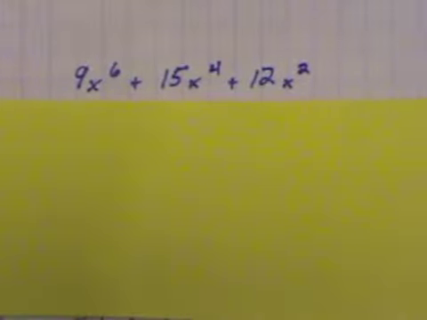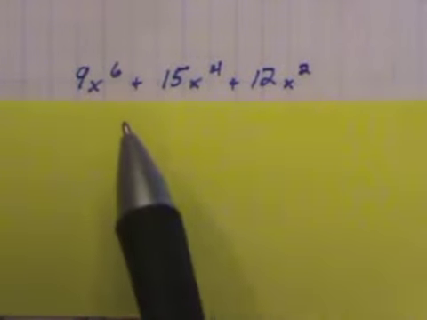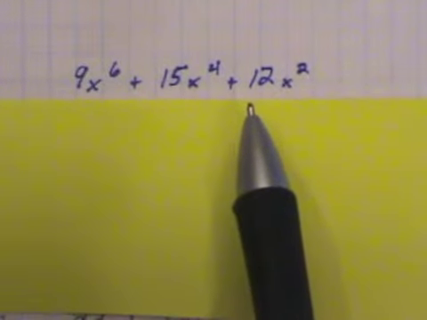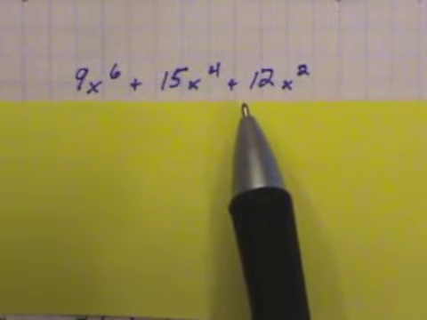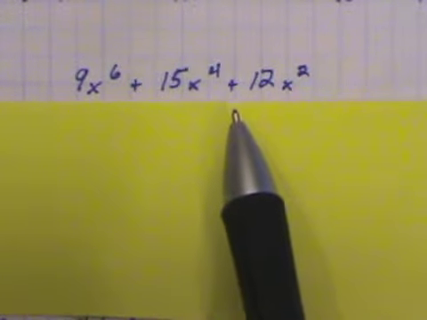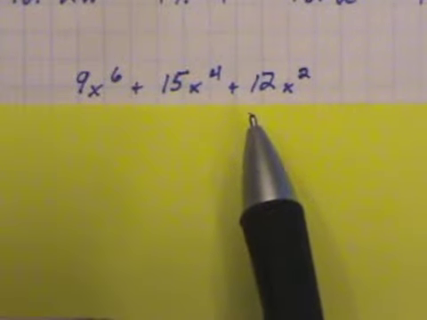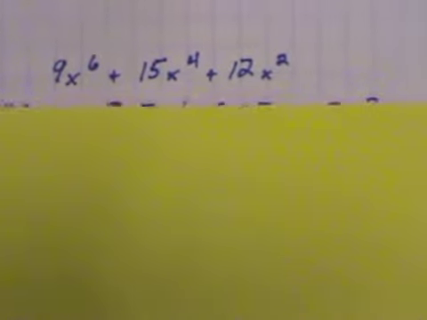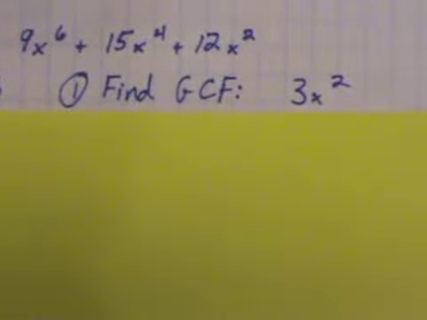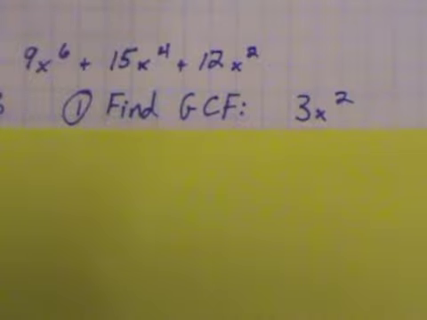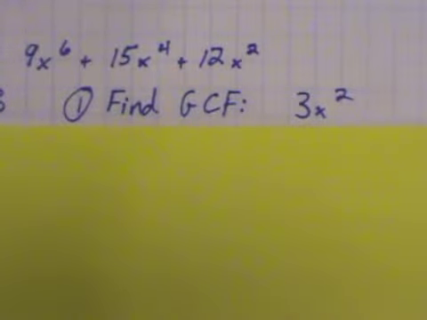We are now up to problem 3. Technically, I'm on page 481. Given this problem, 9x to the 6th plus 15x to the 4th plus 12x squared, we want to first find the greatest common factor, which you know how to do, but second, we want to factor it out and figure out what trinomial will be left. So, step 1, find the greatest common factor, which obviously is 3x squared. At least I hope that's obvious.